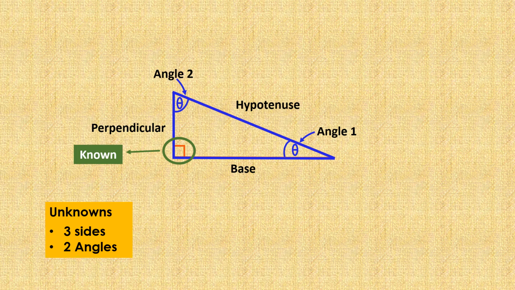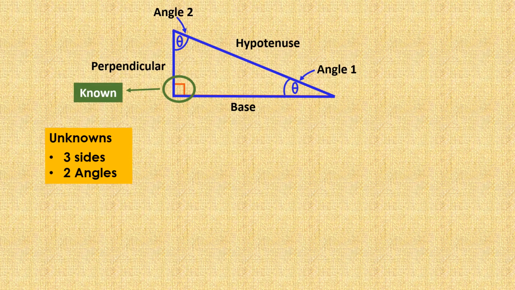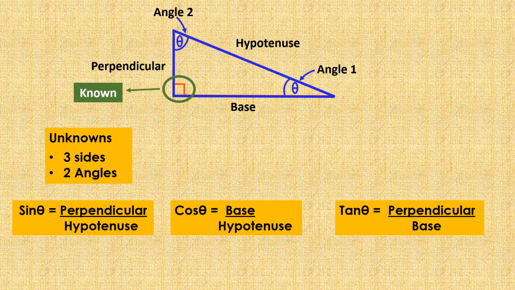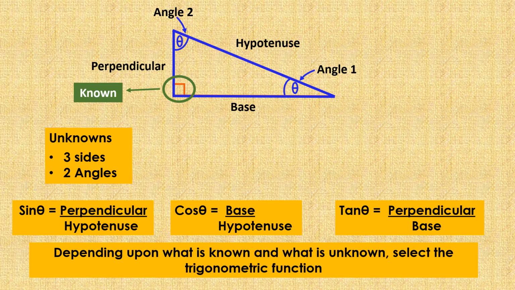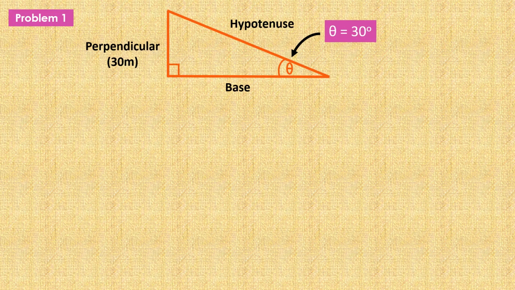And we know there are three trigonometric functions for a right-angled triangle: sine, cosine, and tangent. And depending upon what is known and what is unknown, we will select the trigonometric function. So let's look at a problem. In this right-angled triangle, we know that the perpendicular is 30 meters and one of the angles is 30 degrees. Let's say we have to find the base of this triangle. How would we go about doing that?